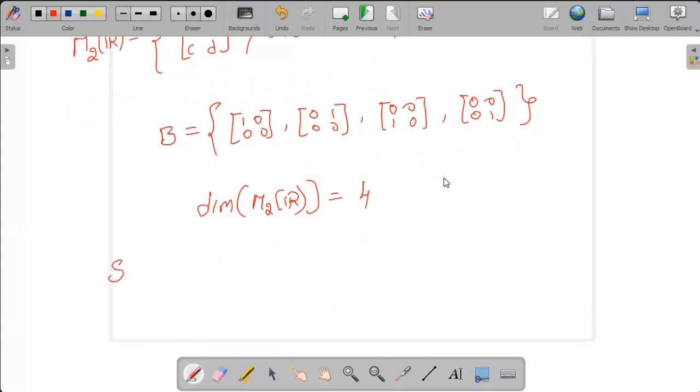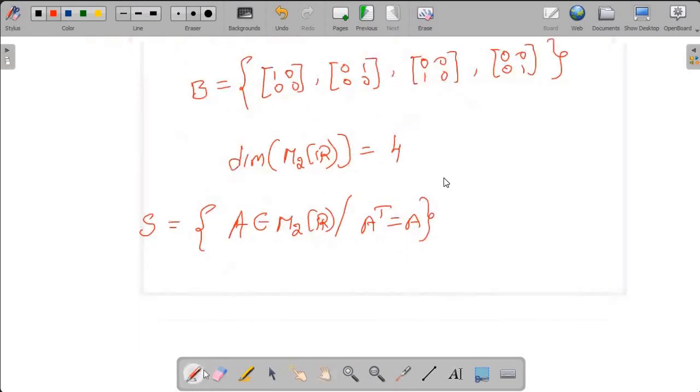Okay, just one last question. What is the dimension of the set of all 2x2 symmetric matrices? A belongs to M2R such that A transpose equals A. Not even the basis, how many elements do you need to construct a symmetric matrix? Just tell me that. How many?